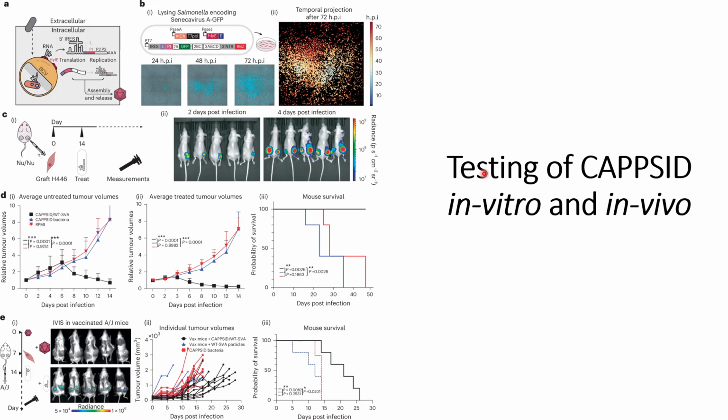In this video we will discuss some of the results that show how this capsid is functioning in vitro and in vivo. Before that, let us quickly revise how their system works. Their bacteria that contains the virus that can trigger apoptosis in the cancer cells will enter into the cells.